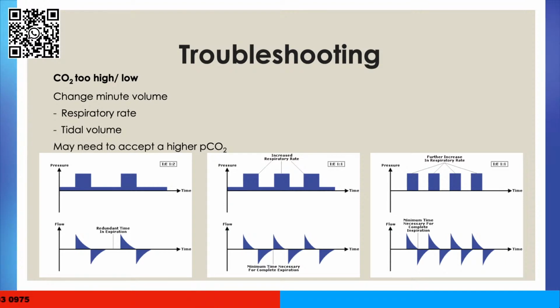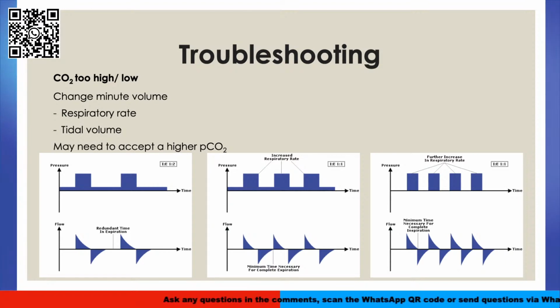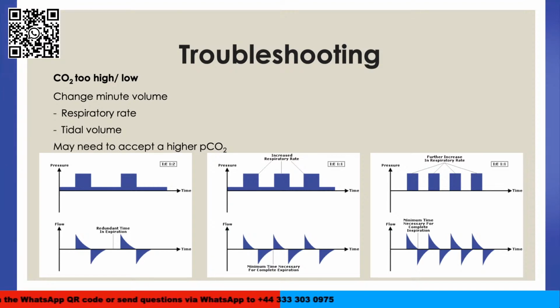In the first one on the left, you can see that there's quite a lot of redundant time spent in expiration. So this has been changed then in the middle graph, where the respiratory rate has been increased and the time has been manipulated to allow only the minimum time required to complete expiration. And then you can further increase the respiratory rate. So you've moved then from an I to E ratio in the left of 1 to 2 to 1 to 1 on the right.